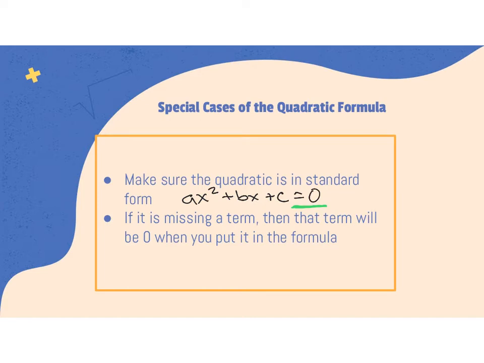Then the other thing to take note of is if there's a missing term, then that term gets filled in with a 0. So we saw this a little bit when we were doing factoring. We would factor some expressions that had the b term missing, and we'd fill in a 0x in the middle. The same goes for the quadratic formula. We do the same thing here.